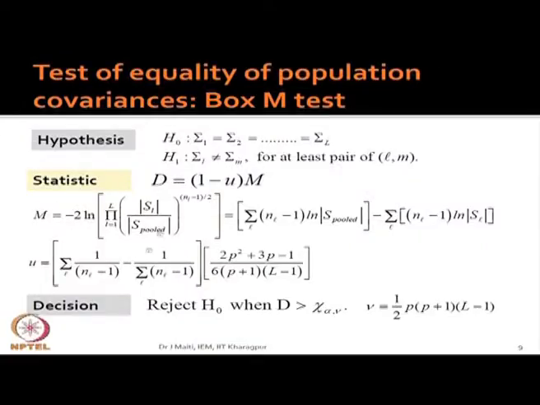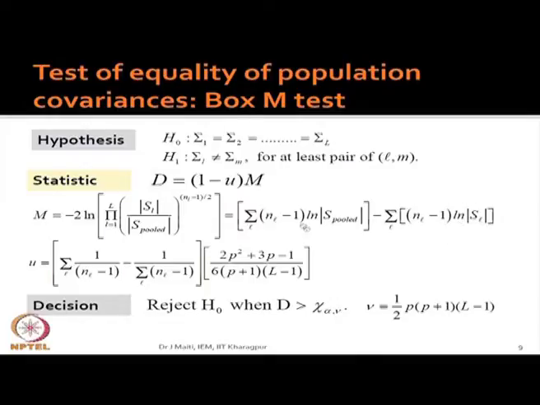And why have we taken log? The log is taken to make it linear, because it is a multiplicative one. To make it a linear one, the log is taken here like this. So when you have taken minus 2 log, it is coming like this. This quantity is linearized like this: summation over L of N L minus 1 log S pooled minus summation over L of N L minus 1 log S L.